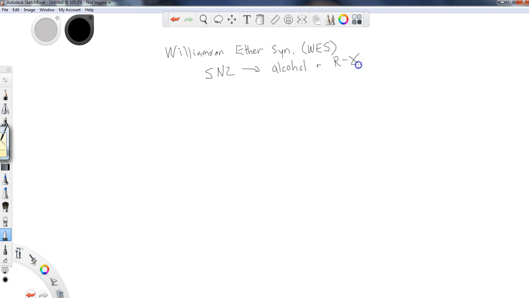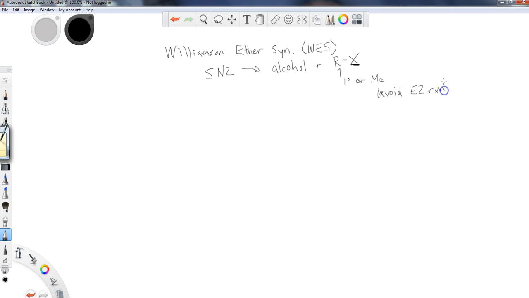Just a note here, you could have a tosylate here. It's basically you need a good leaving group, which most commonly we use halogens, but tosylate is certainly a good leaving group. It's even better than the halogens. So the major requirement here is that this R group is going to need to be primary or methyl. And the reason for that is you want to avoid potential E2 reactions.